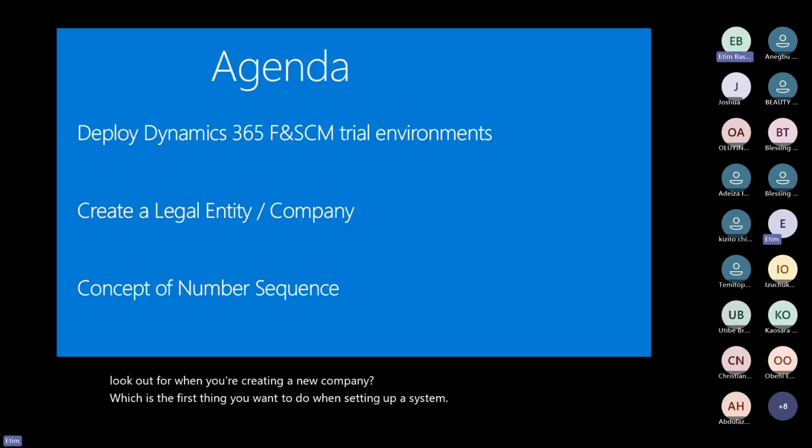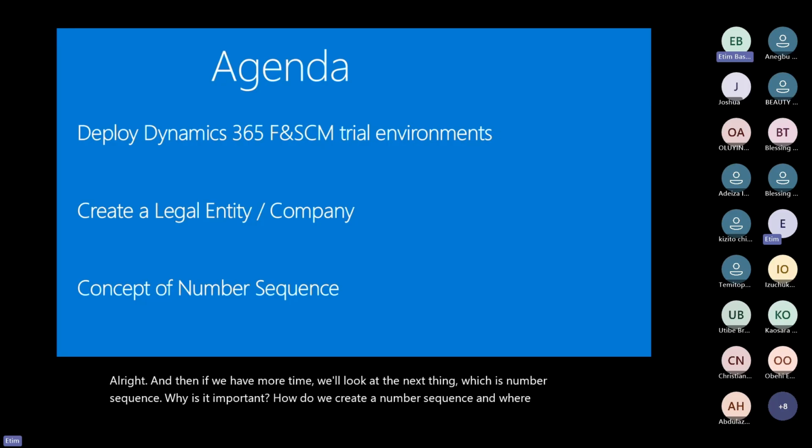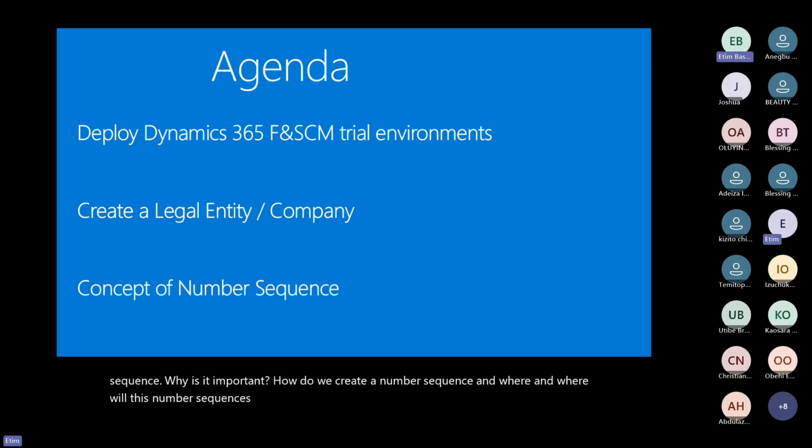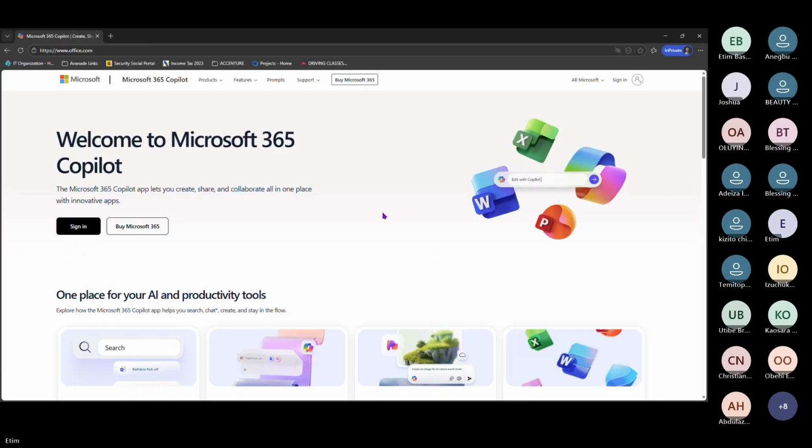And then if we have more time, we'll look at the next thing, which is number sequence. Why is it important? How do we create a number sequence? And where will these number sequences be available and can be used in the system? All right. So without wasting much of our time, I'll switch to the system proper.